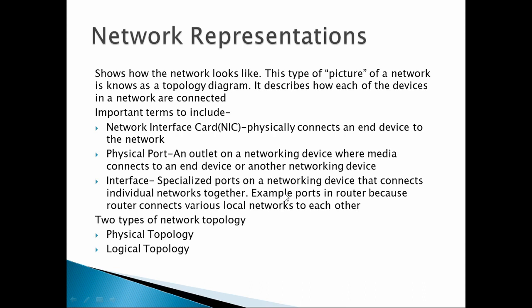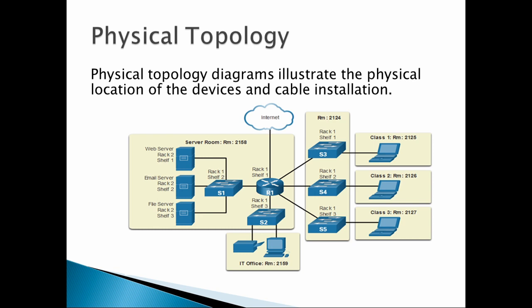Then we have two types of network topology: physical topology and logical topology. Physical topology diagrams illustrate the physical location of the devices and cable installation. For example, an organization has different rooms and all the devices are present in those rooms. So all that information is given in the diagram. Like in this picture, you can see all these devices are present in room number 2158. These devices are present in room number 2124. These devices are present in different room numbers. And within the room, it also has rack numbers and shelf numbers. So all this information is given in a physical topology diagram of a network.